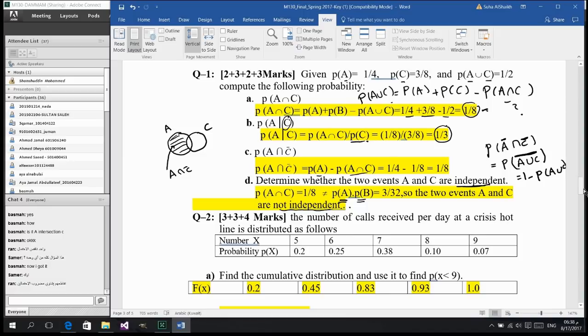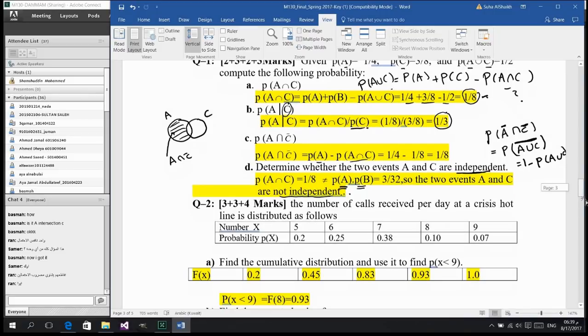Is the intersection equal to the product? No, not all the time. Only in special cases, when they are independent. Here for the intersection we use this formula to find it. We cannot just multiply the two of them to get the intersection unless they told me they are independent.